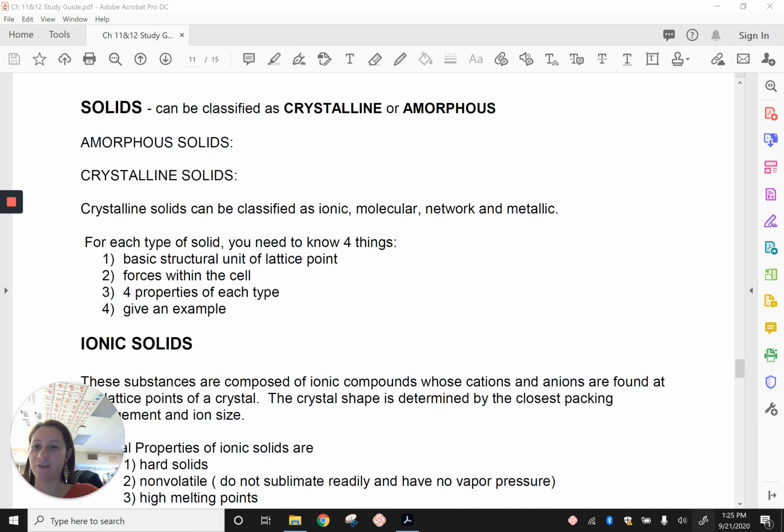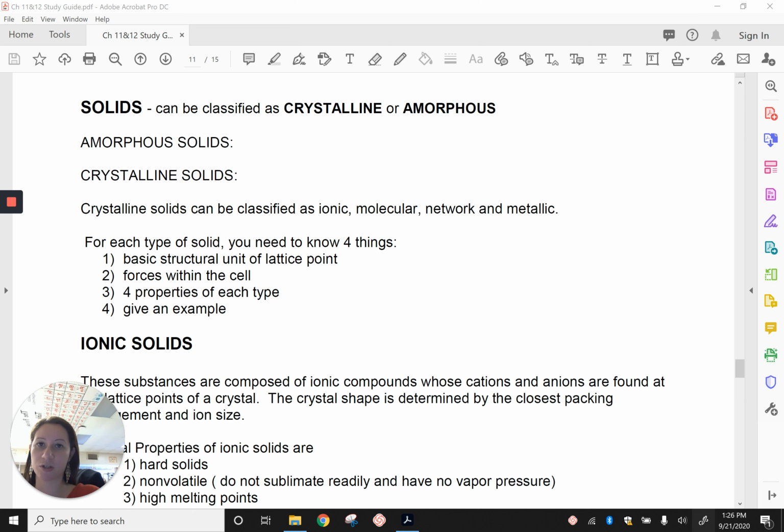So, chapters 11 and 12 talk about condensed states of matter. And condensed states of matter are solids and liquids, of course, where the particles are condensed or close to each other. When particles are close to each other, the intermolecular forces become significant, and we've talked about how those intermolecular forces affect all kinds of different properties like boiling point, melting point, heat of vaporization, and so on. So we're going to talk briefly about solids.